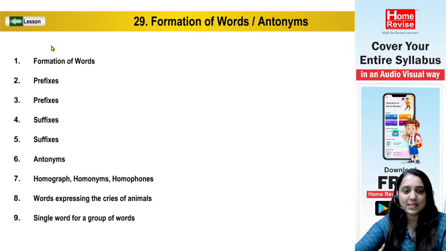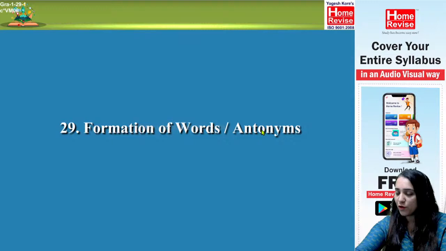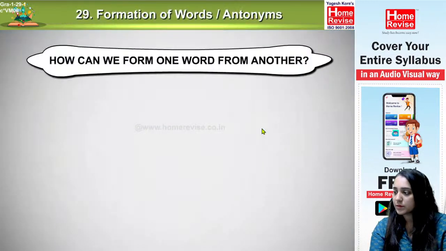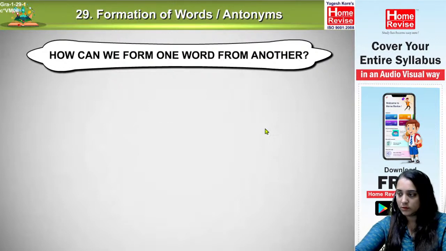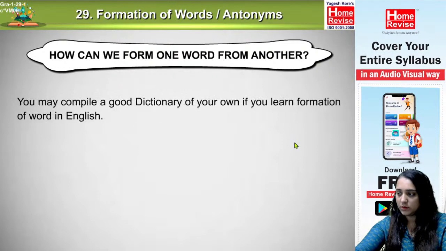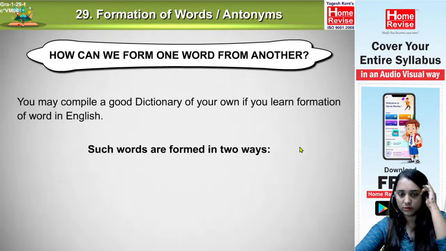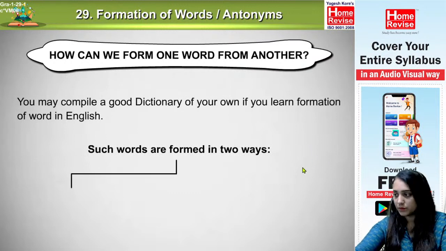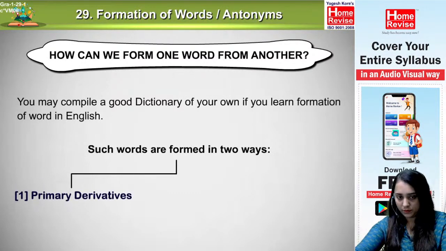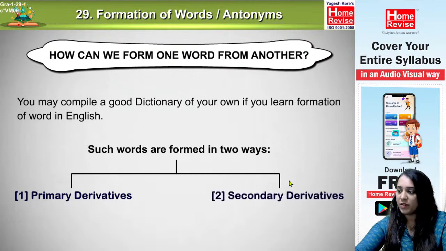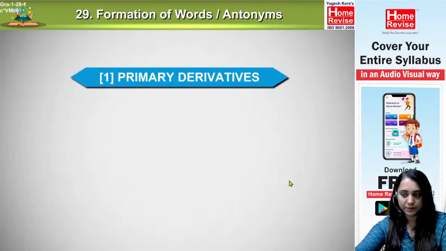Yes, chalo. Now let's start with the formation of the words. Now you have to listen to the things carefully. Let's start with the first one, Chapter 29, the formation of words or antonyms. How can we form one word from another? You may compile a good dictionary of your own if you learn formation of words in English. Such words are formed in two ways: 1. Primary derivatives and 2. Secondary derivatives.